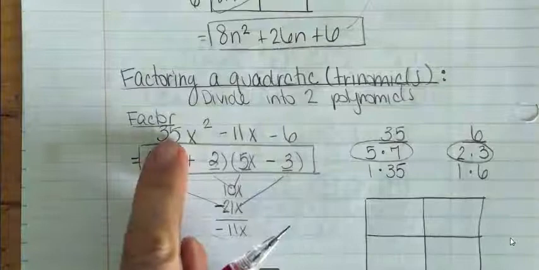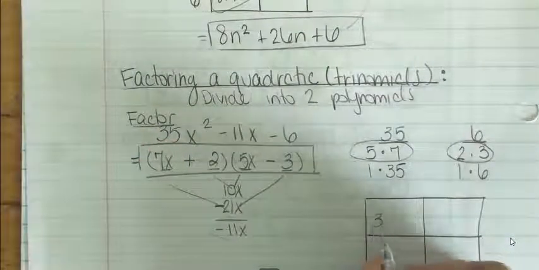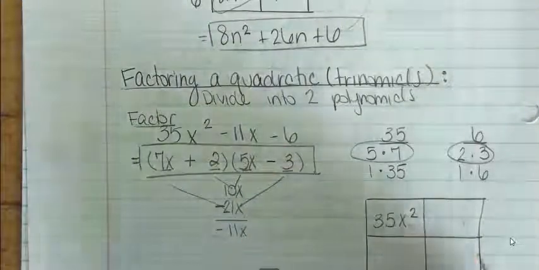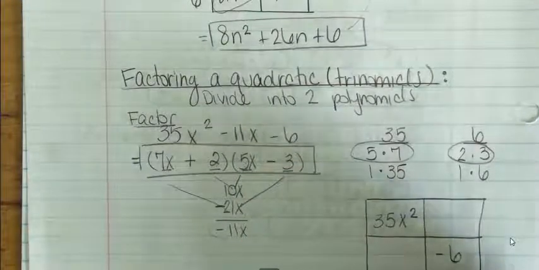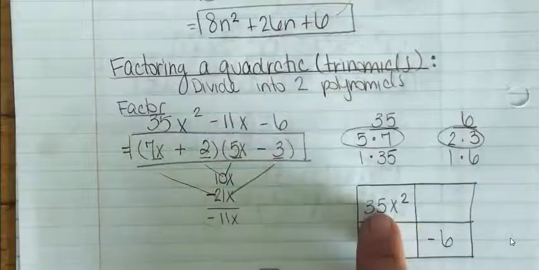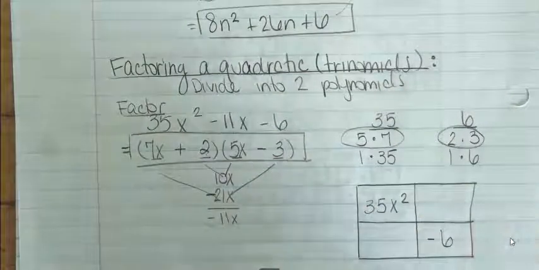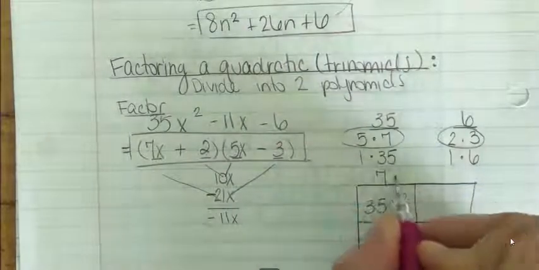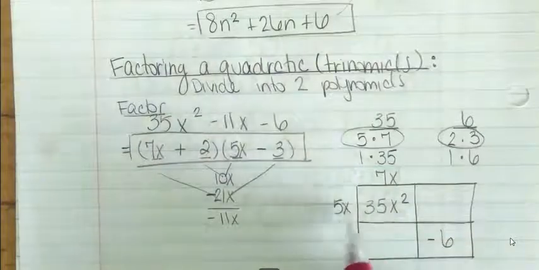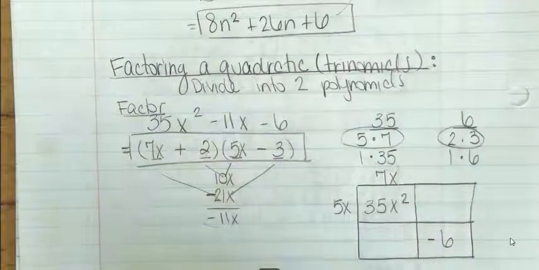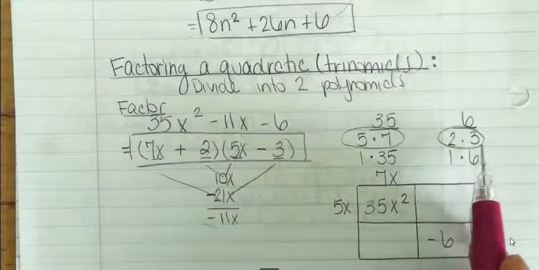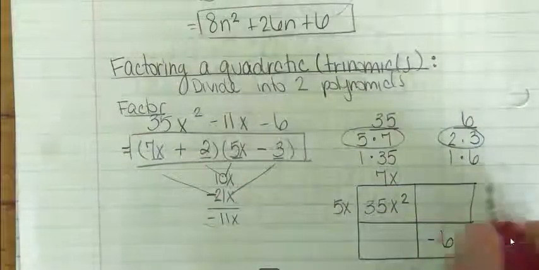So you knew that you had 35x squared here, and you knew that your last term had to be negative 6. Then what you can do from there is find factors of 35. So for example, I can take 35x squared as 7x and 5x, or if those didn't work, the 1x and the 35x. And then I can also take factors of 6, so 2 and 3.